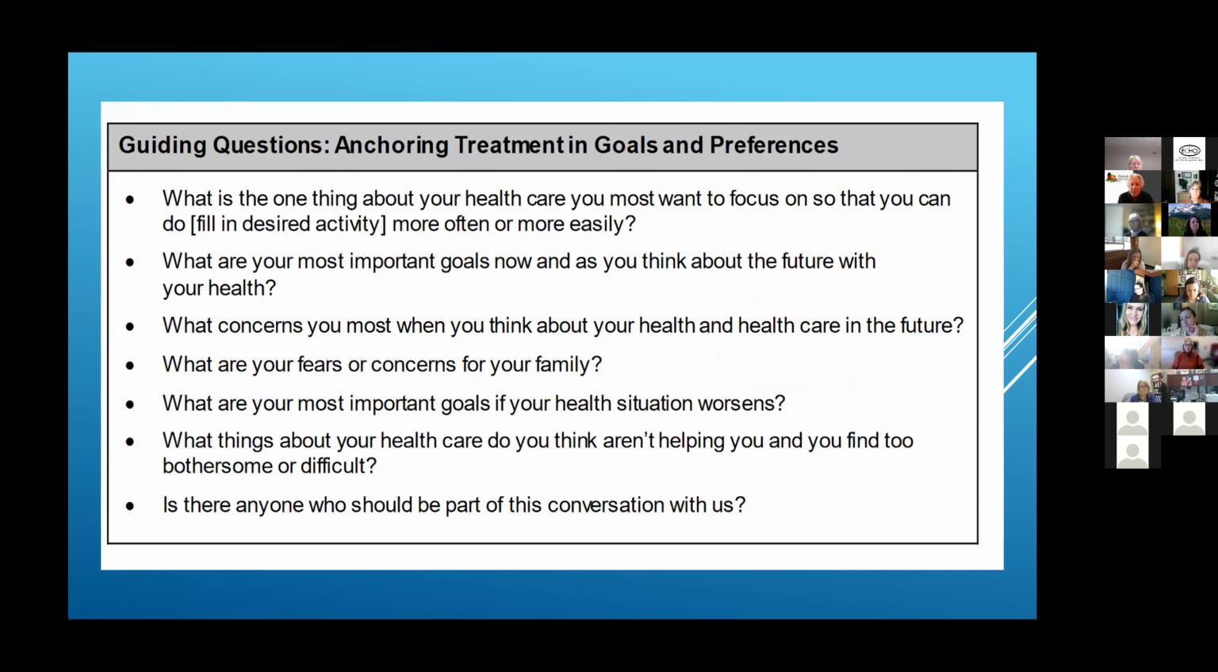These are some questions. I'm not going to go through all of these, but this is how you start to ask the question of what matters to the older adult, and you'll have reference to the slide deck to take a peek at that, just because I want to be mindful of our time here.